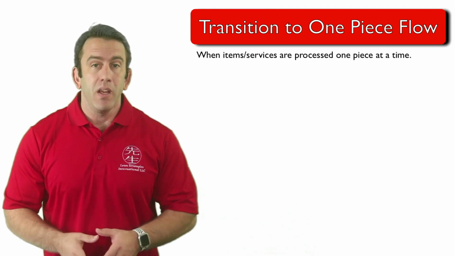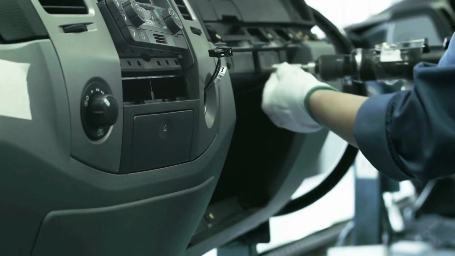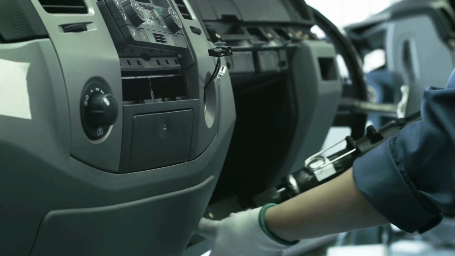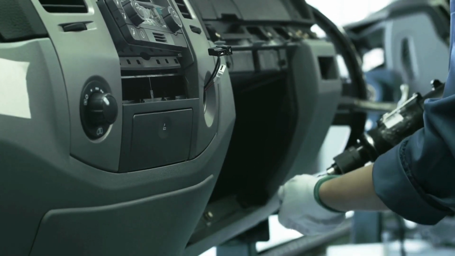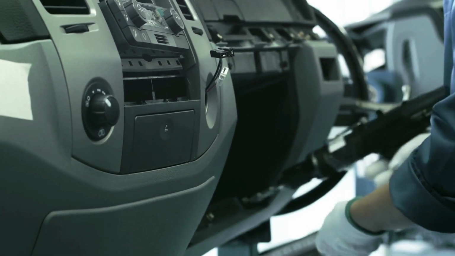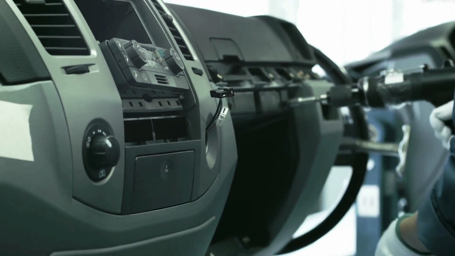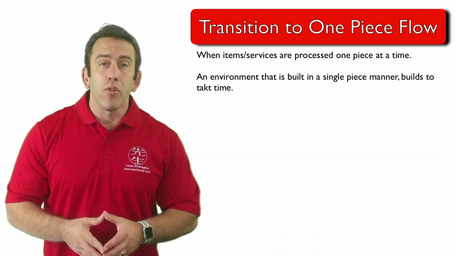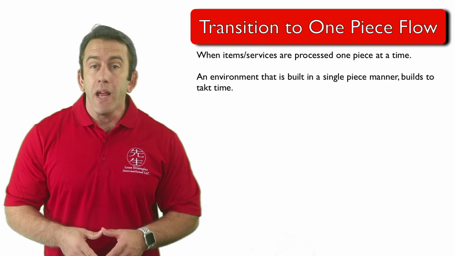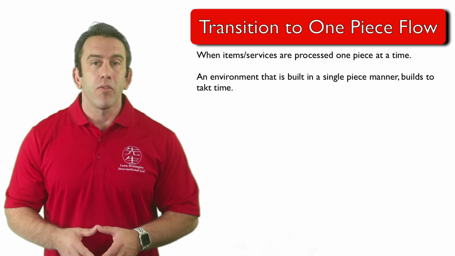In the last phase of the pull it methodology, you will transition to one-piece or single-piece flow. An environment that operates in a one-piece flow fashion is when items or services are processed in one piece at a time manner. Each piece is also produced based on a given rate that is determined by the customer.